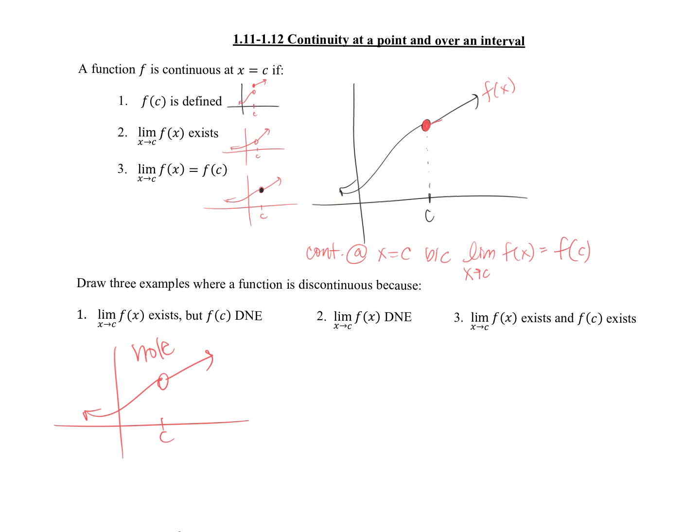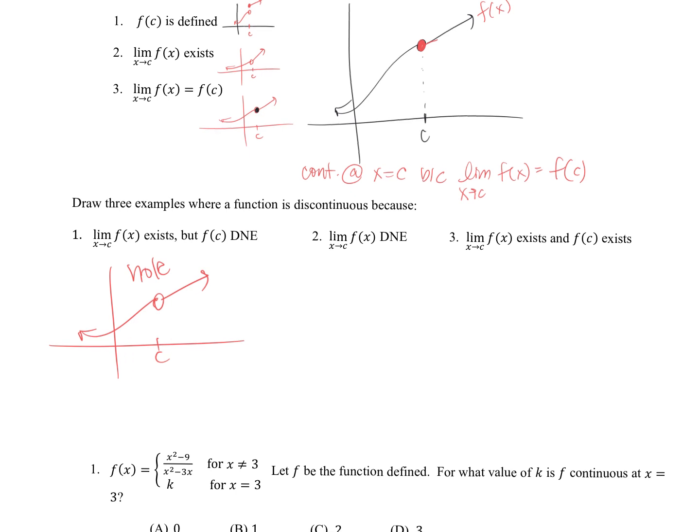The limit of my function does not exist. So from the left and the right, yes, he says jump. My fingers can't come together. Or could I have done infinite? Yeah. So we could say this is a picture of my limit doesn't exist at c. Or we could have done that. Either one of those.